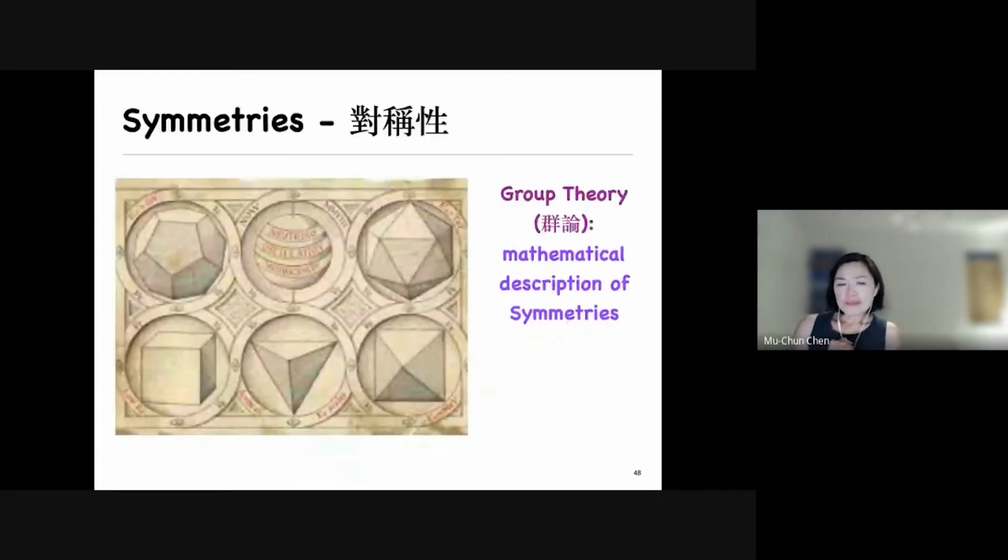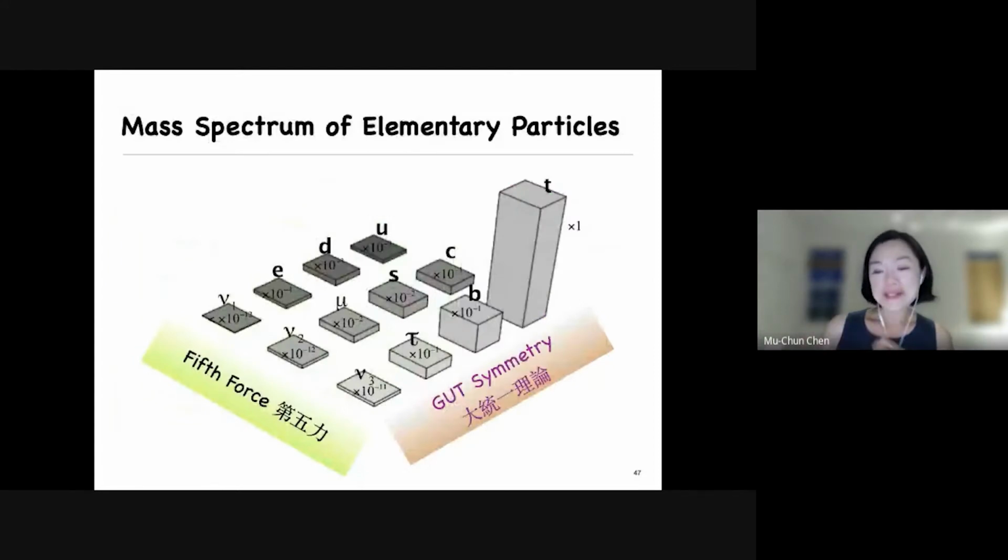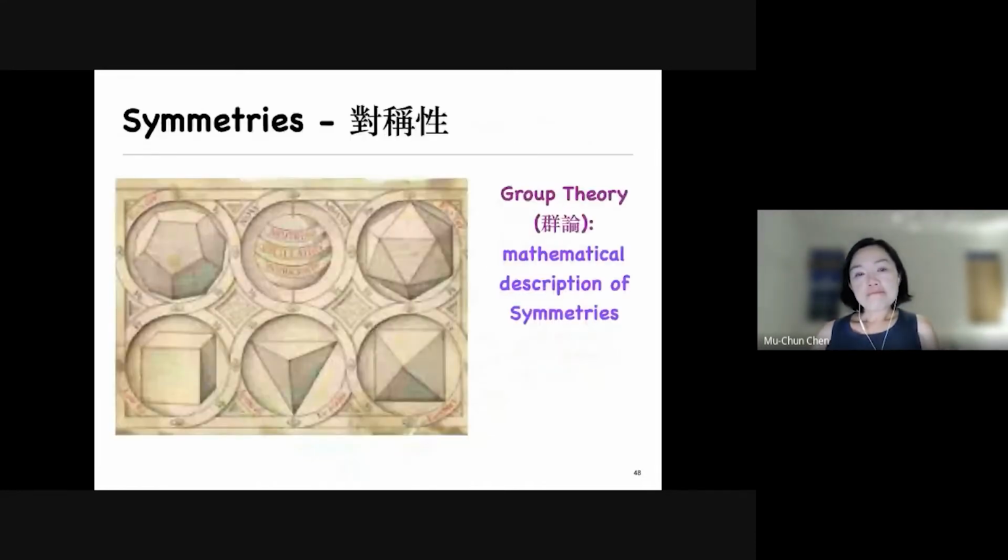One type of symmetry that I use is the one that describes grand unified theory, which we saw earlier, the 大统一场论. Another symmetry, which you can think of as a fifth force, is something that has never been discovered yet. These symmetries are described mathematically through something called group theory, 群论. Some of you might have heard of this or even studied it.